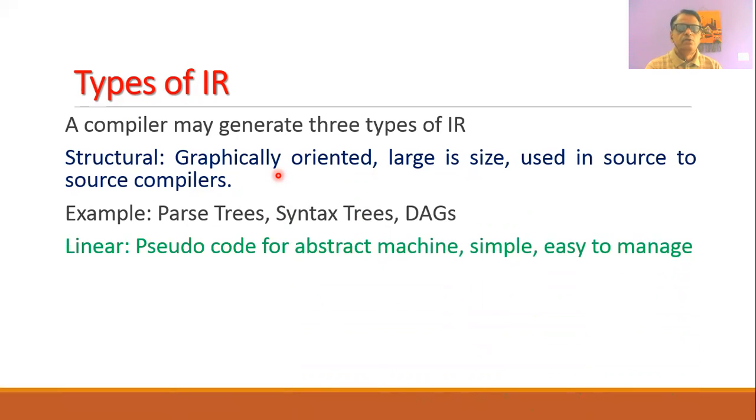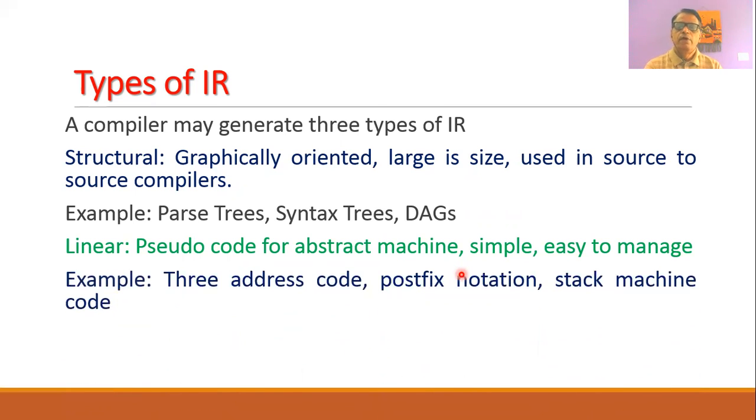Another type of the intermediate code is called a linear code, where we can obtain a pseudo code for an abstract machine. One can easily find that this code is very simple and easy to manage. Say for example, when a 3-address code or a postfix notation is generated as an intermediate code, then that can be called a linear code. So one can say that the linear code is the linear representation of the structural code. The stack machine code is also another type of linear code.